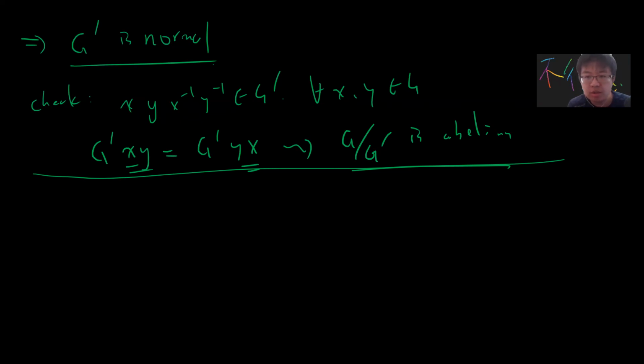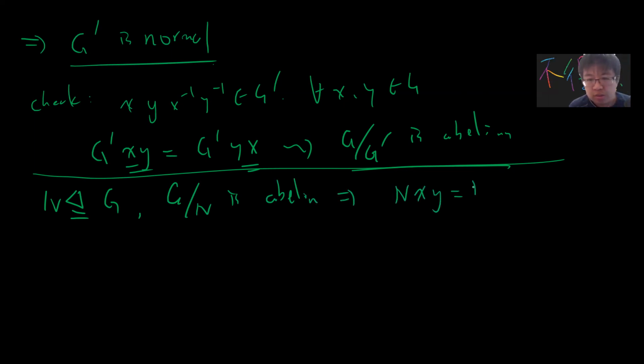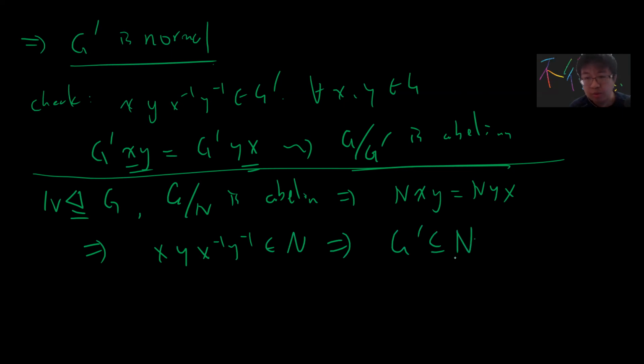Okay, so now I want to prove that if you have another normal subgroup N such that G quotient N is abelian, then G prime must be a subgroup of N. Let's consider somebody gives you this N, a subgroup of G such that G quotient N is abelian. This tells me that N x y equals N y x, so x y x inverse y inverse is in N. So this tells you that G prime is a subgroup of N. Okay, so this is the proof.